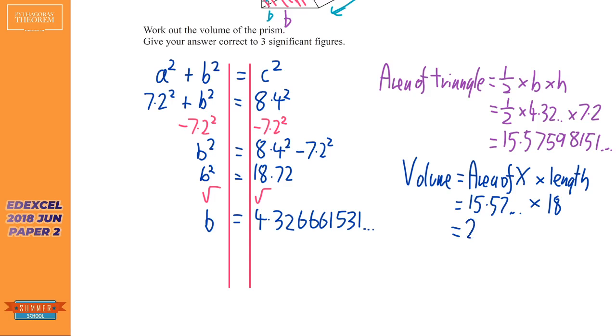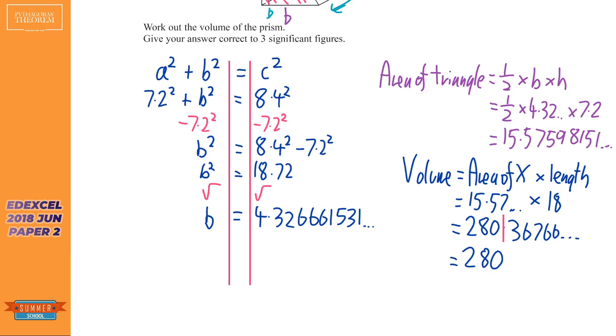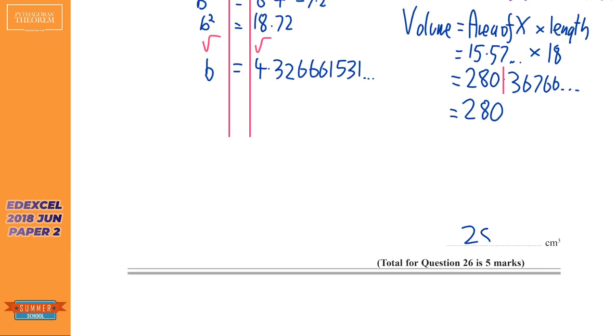And so now the calculator is telling me that's 280.36766 blah blah blah. The question asks it to three significant figures. So three significant figures will cut the number there, and so all the numbers to the right will disappear. And so the 3 doesn't push that 0 up to a 1. So it's just going to be 280. So it's going to be 280 centimeters cubed.